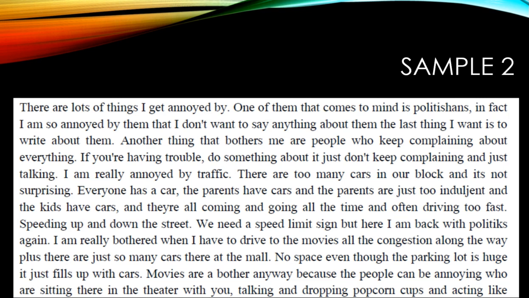Now she says that she's annoyed by politicians. Then she jumps on to people who complain about everything, and then she talks about how traffic annoys her, and how there is so much traffic around her, and how there is no speed limit sign in her area. And then she says, I'm back to politics. But then she talks about how moviegoing is an annoyance for her. So she says there are so many reasons that she doesn't like to go to the movies. She's jumping from one idea to another, and she's also not worried about proper coherence or proper connection of ideas or correct spelling or punctuation or grammar. Why is that so? Because she's doing free writing.